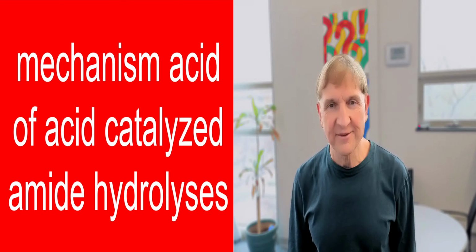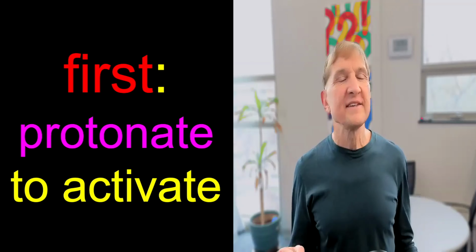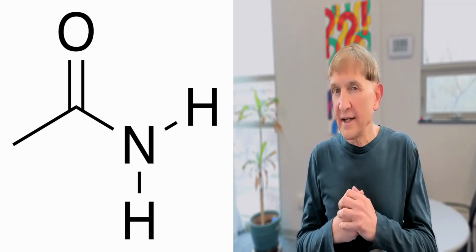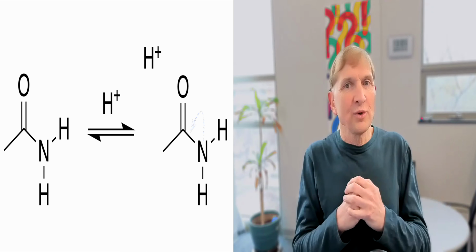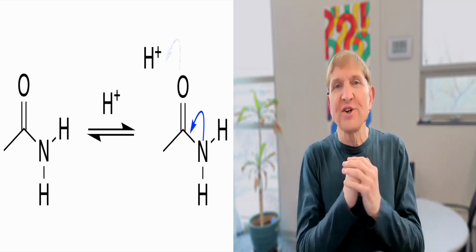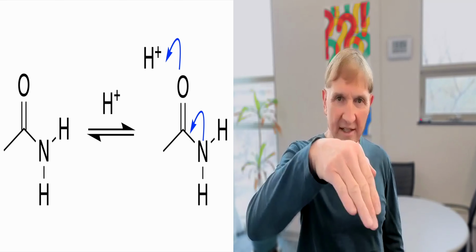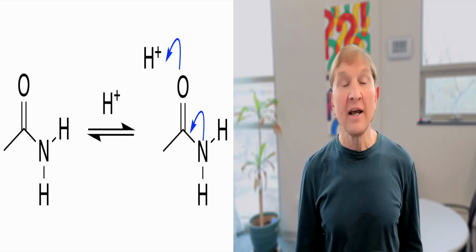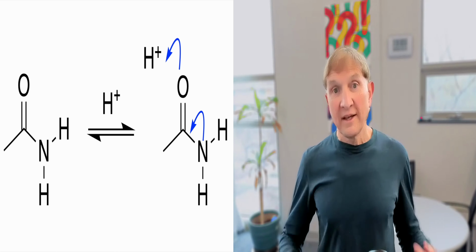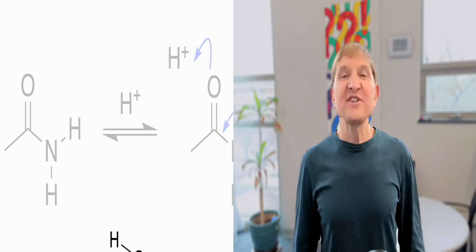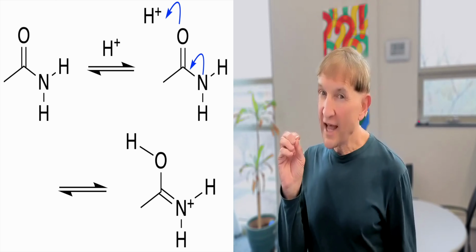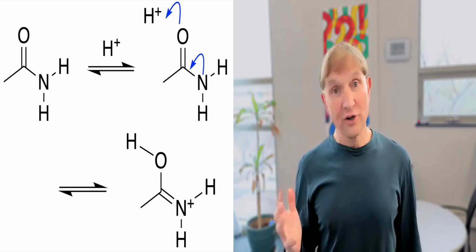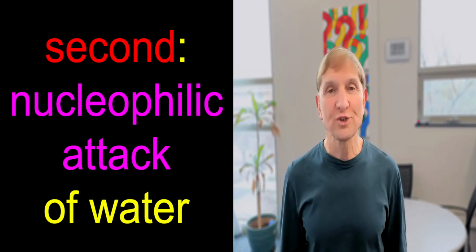So what's the mechanism? In acid, protonate to activate. Protonation of the most basic site in an amide, which is the oxygen, activates the amide towards nucleophilic attack. Protonation of the oxygen is facilitated by the nitrogen lone pair pushing in and forming a C-N double bond. Push, push. That generates an sp2 hybridized intermediate. A nucleophile now is going to add to the carbon. And in hydrolysis, that nucleophile, of course, is water.